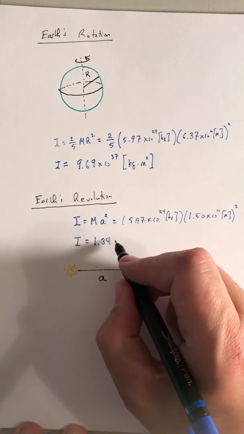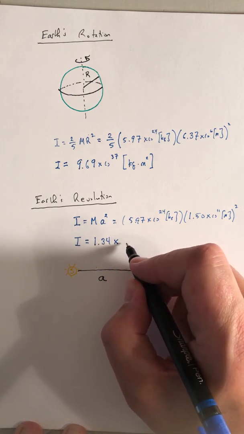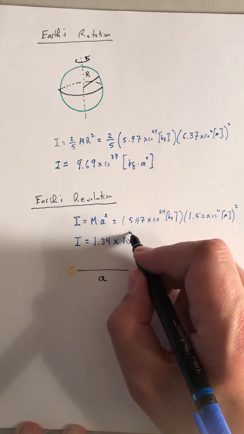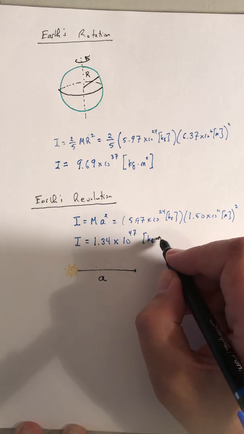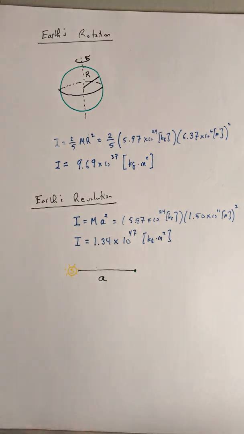Even though the mass of the Earth is the same, the distance to the point we're rotating about is very different. So 1.34 times 10 to the 47th kilogram meter squared.